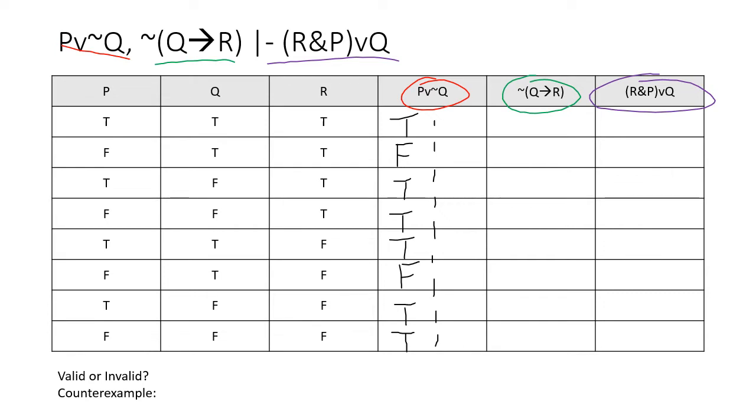So that's that premise. Now we've got two operators here. We got a tilde outside the parentheses, and then we got an arrow inside the parentheses. So we'll forget about the tilde for right now, and we'll just focus on the arrow. So we've got Q arrow R. That's going to be true wherever the left side's false or the right side's true.